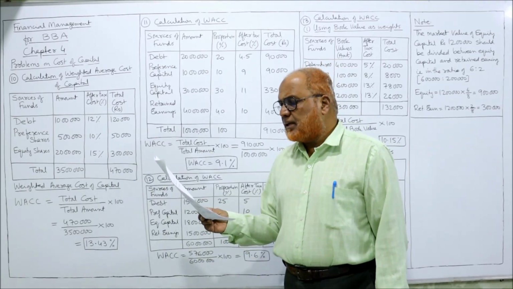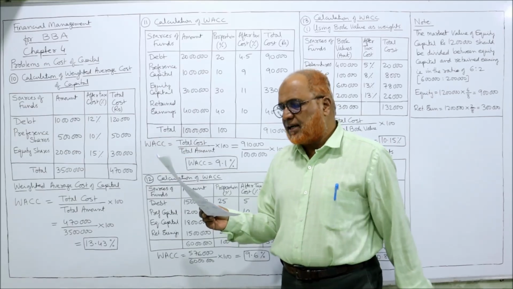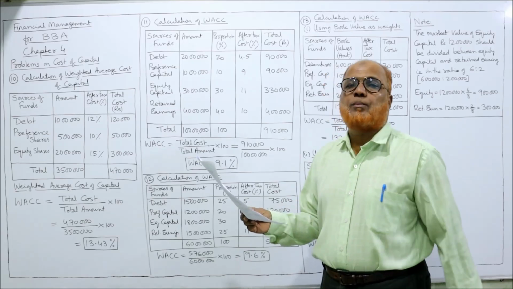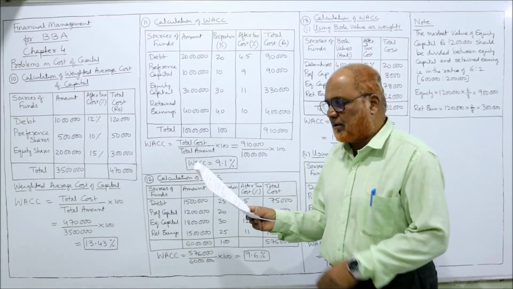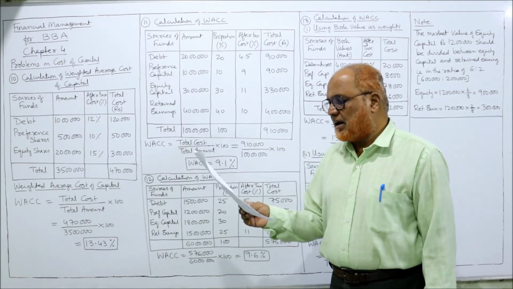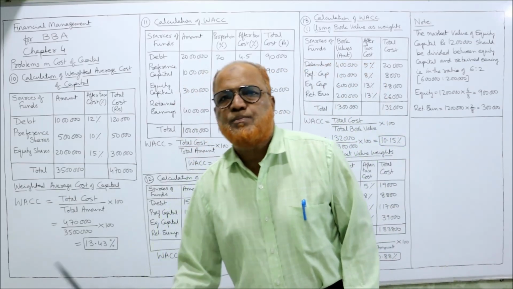A firm has the following capital structure and after tax cost for different source of funds. Source of funds are debt, preference, equity, retained earning, total. Totals are also given in the problem. Previous problem it is not given, we have calculated. Now you are required to compute the WACC, weighted average cost of capital. Exactly similar to the previous problem.